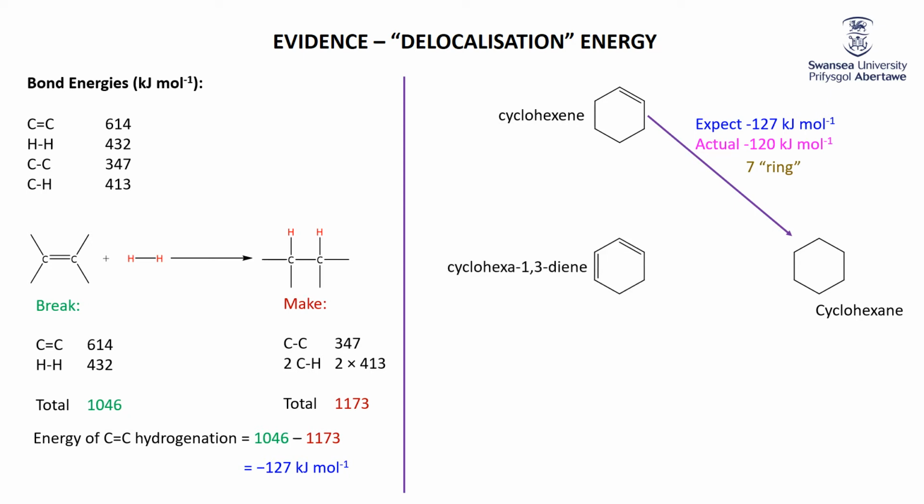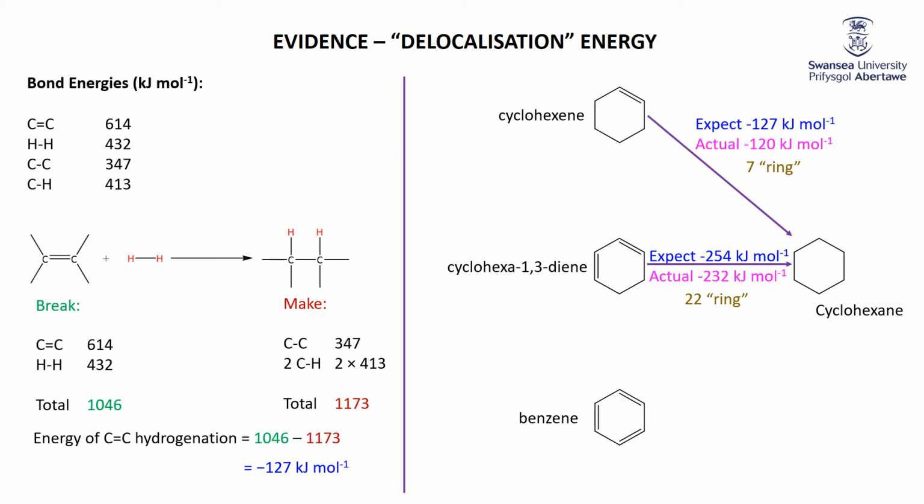Now how about one with 2 carbon-carbon double bonds in it? Cyclohexa-1,3-diene. If we're to do this, we're going to have to hydrogenate 2 carbon-carbon double bonds. Well, each one, you'd get out minus 127, so you'd expect twice that, minus 254. The actual value is minus 232. So again, it's about 22 kilojoules associated with it being in a ring. Okay, a little bit more because you've got double bonds.